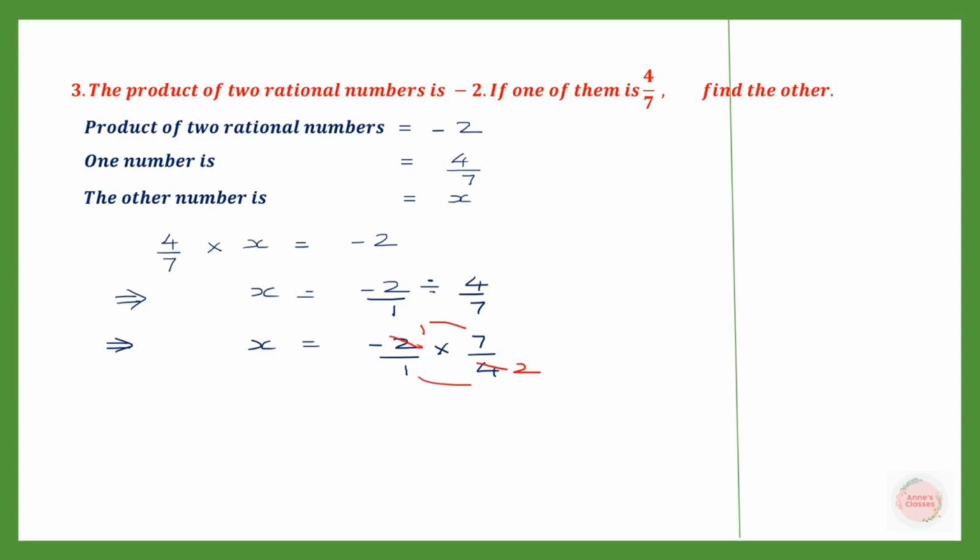Now let's multiply the numerator and the denominator. So x is equal to 1 into 7 is 7 with a minus sign, minus 7 by 1 into 2 is 2, minus 7 by 2. So we have found the other number. The other number here we said is x and we found out x to be minus 7 by 2. So let's write it here. The other number is minus 7 by 2. So we have our answer there and here also we have worked it out here.